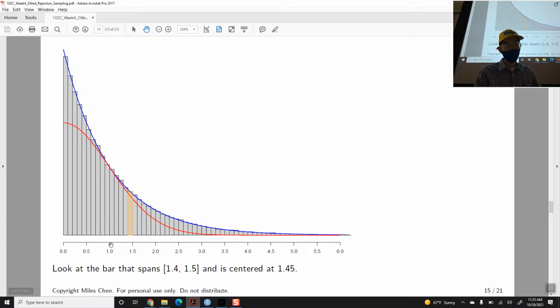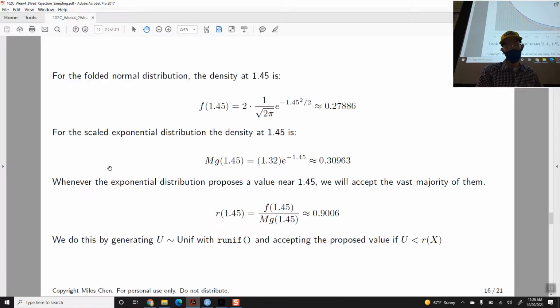If we were to calculate it for 1.0, we would accept 100% of them. So at 1.0, we would accept 100% of these values. Again, we generate a random value u from the uniform distribution. If it's less than 90%, we accept it, so we're going to accept it 90% of the time. If it's greater than 0.9, we will reject it. We're going to reject it 10% of the time.